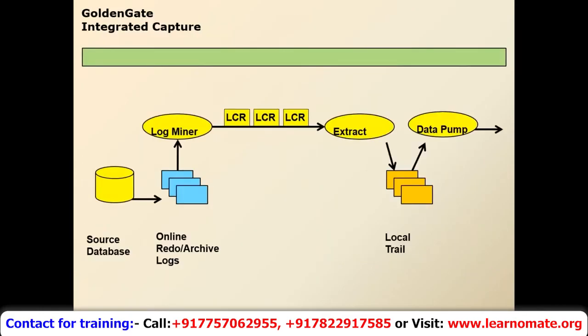Now what happens in integrated extract? In integrated extract, whatever changes are happening in the database, a copy of those changes gets written into the log miner database. As soon as you configure integrated extract, log miner will automatically be used. You will understand when we do the setup, don't worry about that, but just to give you an overview. So when integrated extract is used, whatever changes are getting written to your redo logs or archive logs, a copy of those changes gets written to the log miner database.